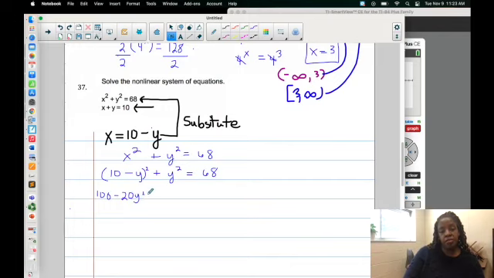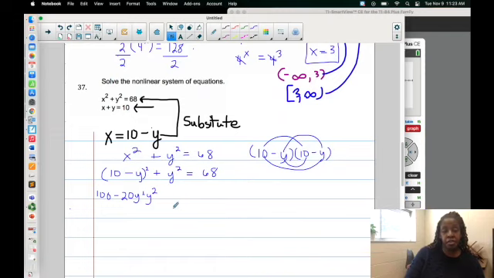If you don't believe me, make a box. And if you do know how to distribute or do reverse FOIL or just multiply with some loops, you can do that. But all we do is we say 10 times 10 is 100. 10 times negative y is negative 10y. Negative y times 10 is negative 10y. And negative y times negative y is positive y squared. You put your like terms together. You've got y squared, and that equals 68.